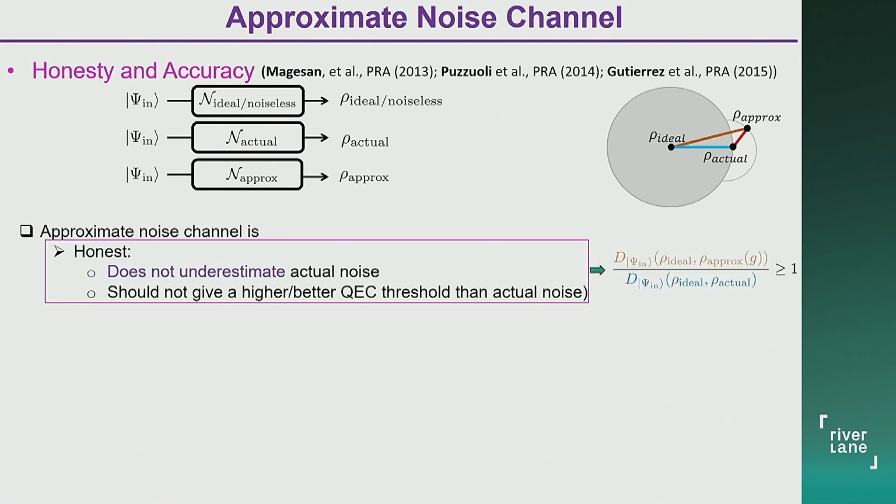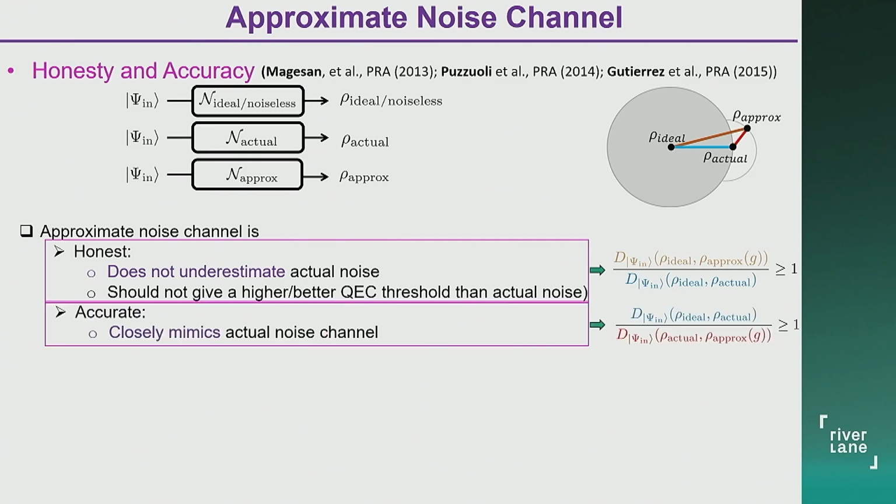So an approximate noise channel is honest when it does not underestimate the actual noise, which means that the distance between the approximate noise channel and the ideal channel must be greater than the distance between the actual channel and the ideal channel. I will talk about the specific measure of distance in a later part of my talk. Basically, distance here can be any measure that one can use to distinguish between quantum channels.